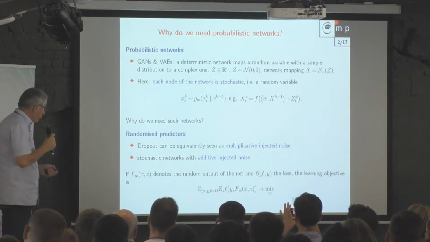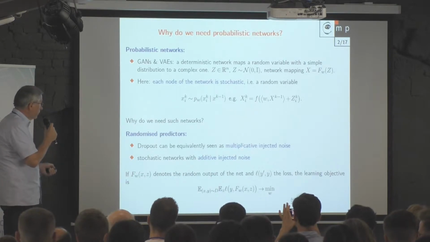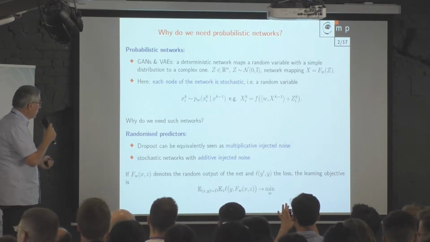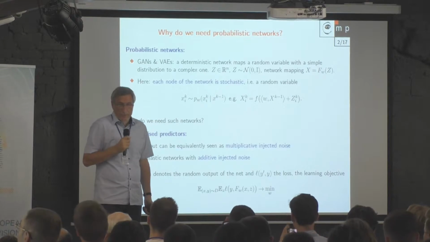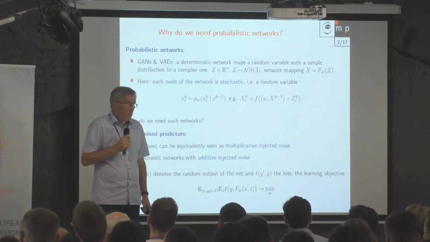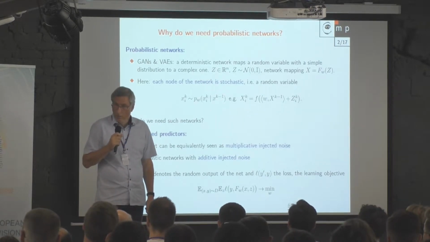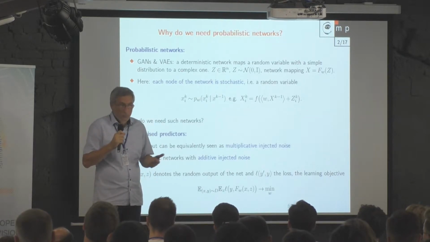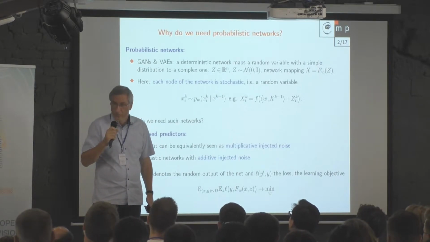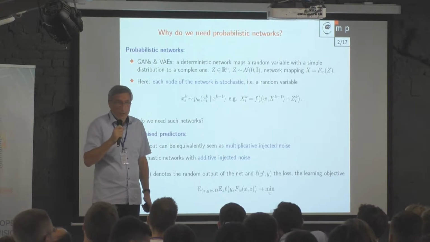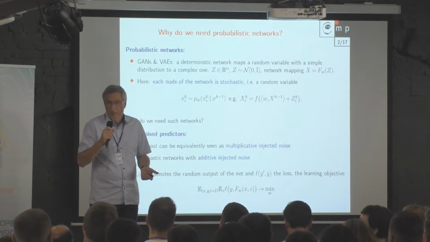Or the other variant could be to consider rather such type of neurons here, so stochastic networks with additive injected noise. And overall, we want to consider such networks as randomized predictors. Now, those of you who remember the contents of a course in pattern recognition, suppose you heard one, will say, hey, come on, why do we need a randomized predictor? We learned in the very first lecture that it makes no sense to use randomized predictors because they cannot be better than a deterministic one.